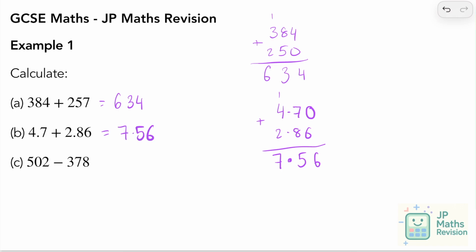This last one I'm subtracting, so I have 502 take away 378. So again, if I start from right to left, I'm going to do 2 take away 8, but I can't do that. So I'm going to borrow 1 from the 0, but I don't have any at 0. So I need to borrow 1 from the 5 to make that a 4. That 1 goes onto the 0 to make a 10, but then I need to borrow 1 from the 10 to make a 9, and then that 1 goes onto the 2. So I now have 12 take away 8, which is 4, 9 take away 7, which is 2, and 4 take away 3, which is 1. So the answer to this one is 124.